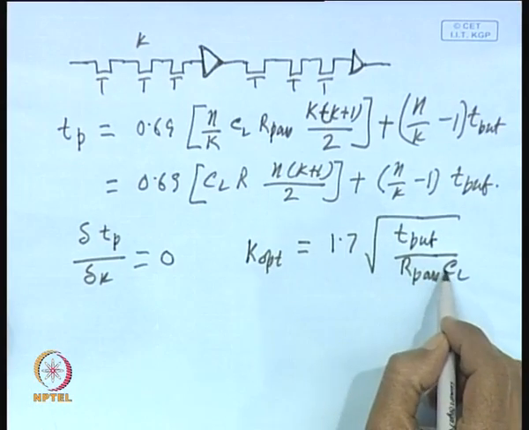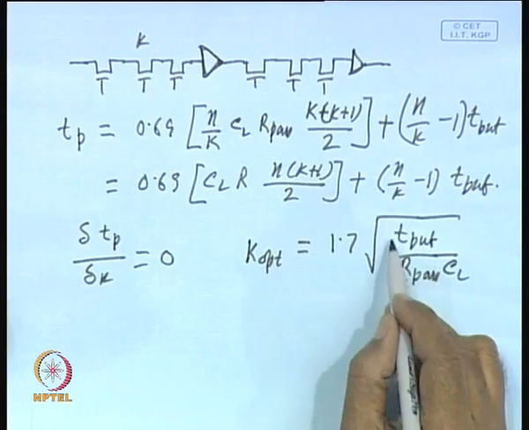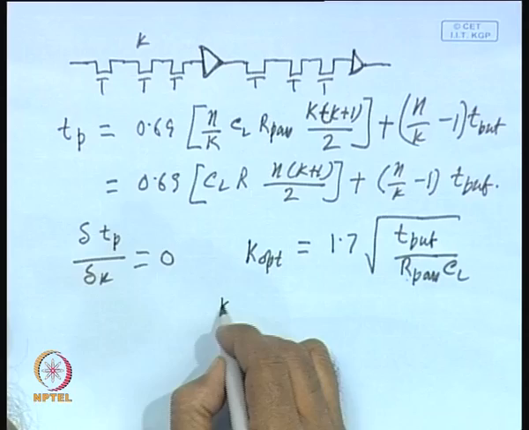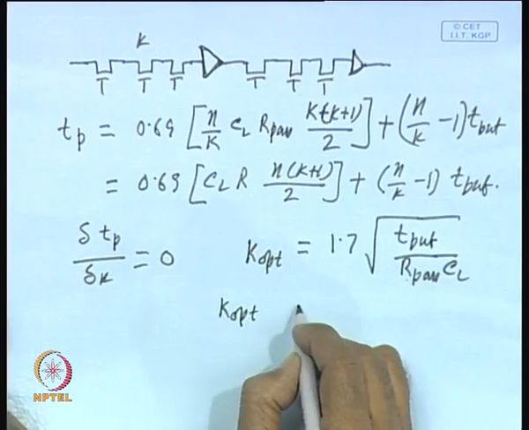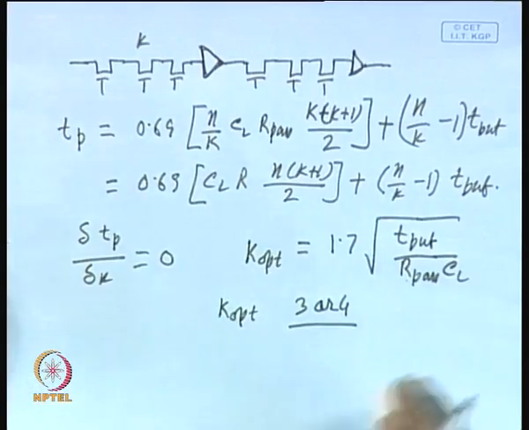and by putting realistic values of R pass, CL and delays of the buffer, it has been found that the value of k optimal is 3 or 4. That means, if we insert buffers at an interval of 3 or 4 pass transistors, then the delay will be minimized. So, this is how the impact of long delay of pass transistors can be minimized.